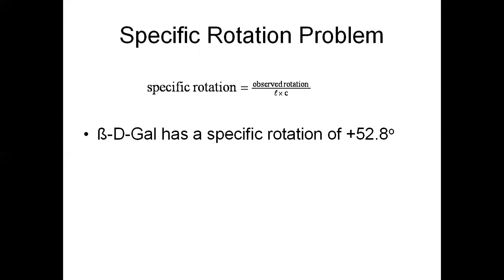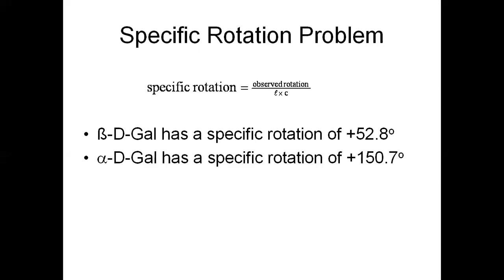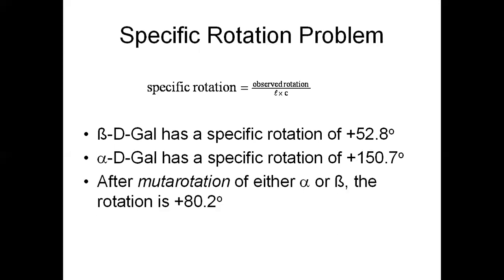To give an example of how this works, if you have a sample of pure beta-D-galactose, it will have a specific rotation of 52.8 degrees. A sample of alpha-D-glucose has a specific rotation of plus 150.7 degrees. However, in solution, these will be in equilibrium with each other, as previously pointed out. After this equilibrium is reached, the observed specific rotation will be plus 80.2 degrees. This is referred to as mutarotation because of the change in specific rotation.